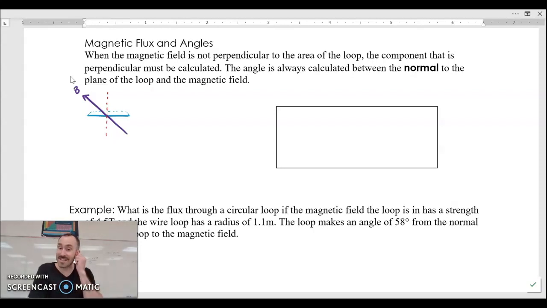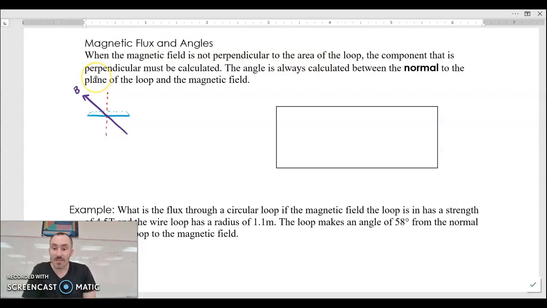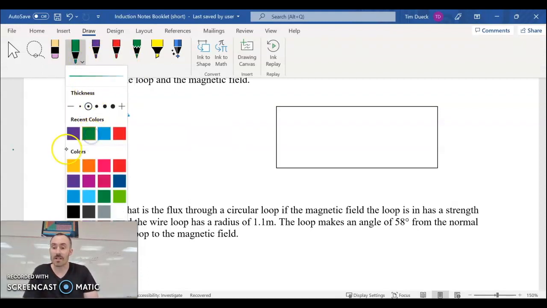But in this case, the field is not perpendicular to the plane of the loop. It's not parallel to the normal. There's some sort of angle between those two things. Okay, and so here's the angle that we're talking about. This is how much the field is away from perpendicular. That is the angle we need to use. Okay, now if we talked about components here, let me use a different color.